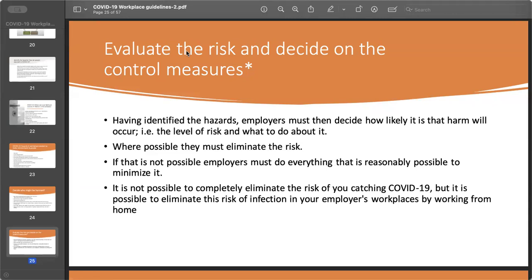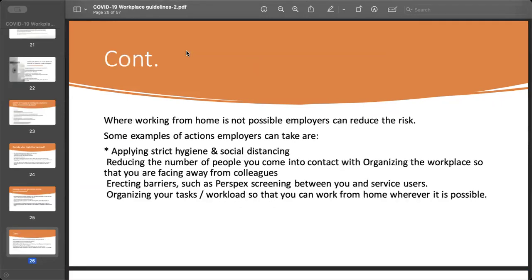It is not possible to completely eliminate the risk of you catching COVID-19, but it is possible to eliminate the risk of infection in your employer's workplace by working from home. Where working from home is not possible, employers can reduce the risk. Some examples of action employers can take are applying strict hygiene and social distancing, reducing the number of people you can come into contact with, organizing the workplace so that you are facing away from colleagues, erecting barriers such as perspex screening between you and service users, and organizing your task workload so that you can work from home wherever it is possible.